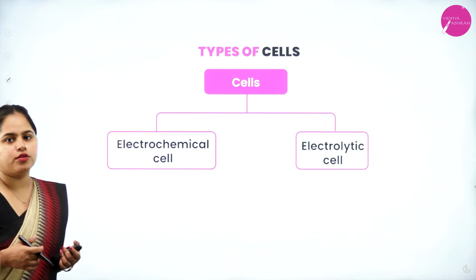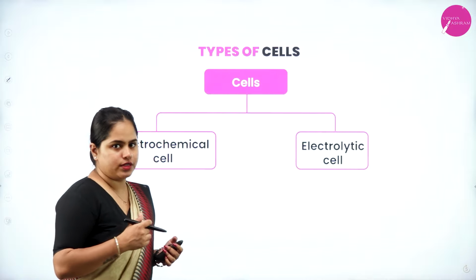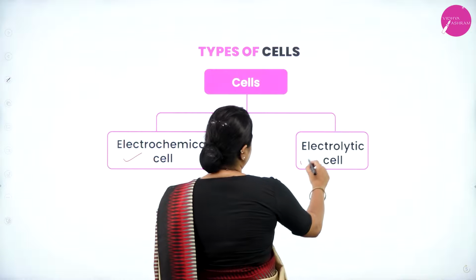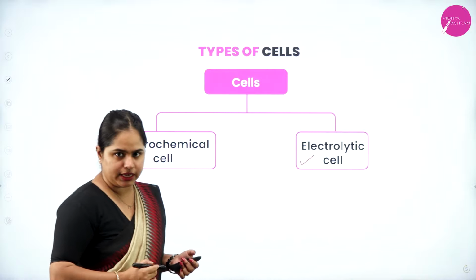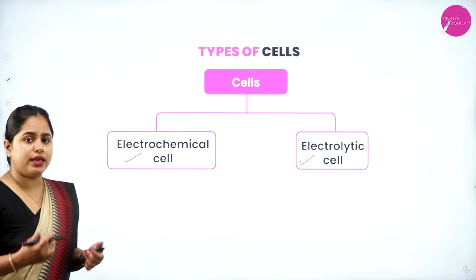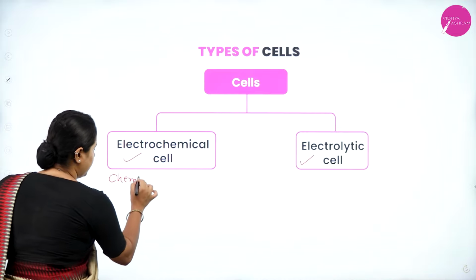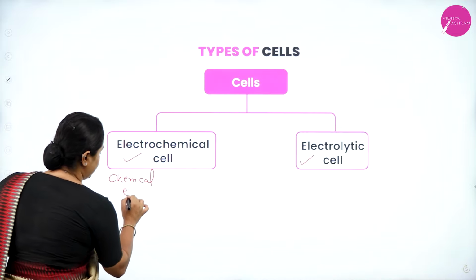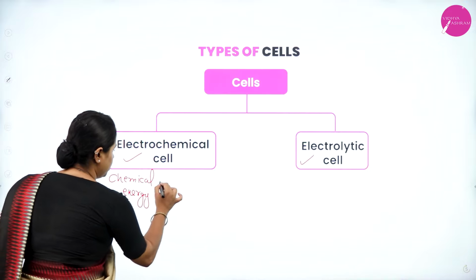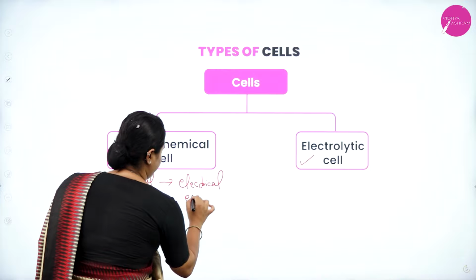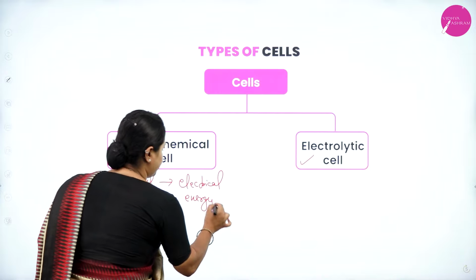So now we are going to study the different types of cell, that is electrochemical cell and electrolytic cell. First we will start with the electrochemical cell. What does electrochemical cell mean? It is a cell in which there is conversion of chemical energy to electrical energy. Right, chemical energy to electrical energy.